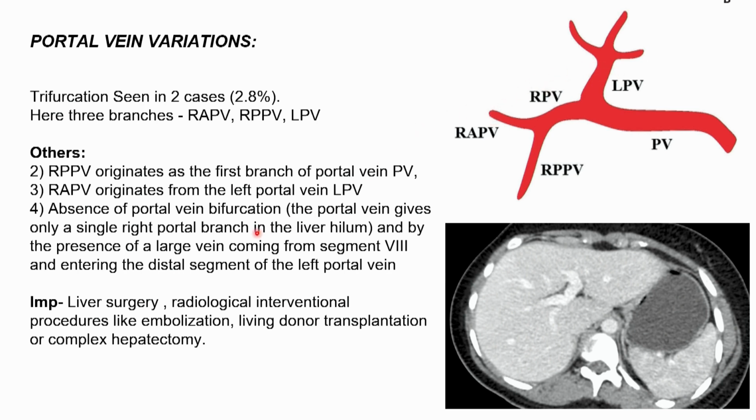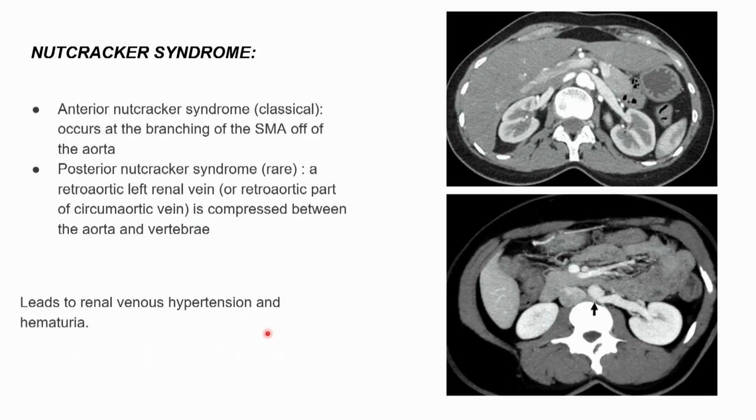There can be absence of portal vein bifurcation, in which there is one right portal branch which travels to the left side from segment 8. The portal vein variations are particularly important in case of liver surgery, radiological interventional procedures like embolization, living donor transplantation or complex hepatectomy.